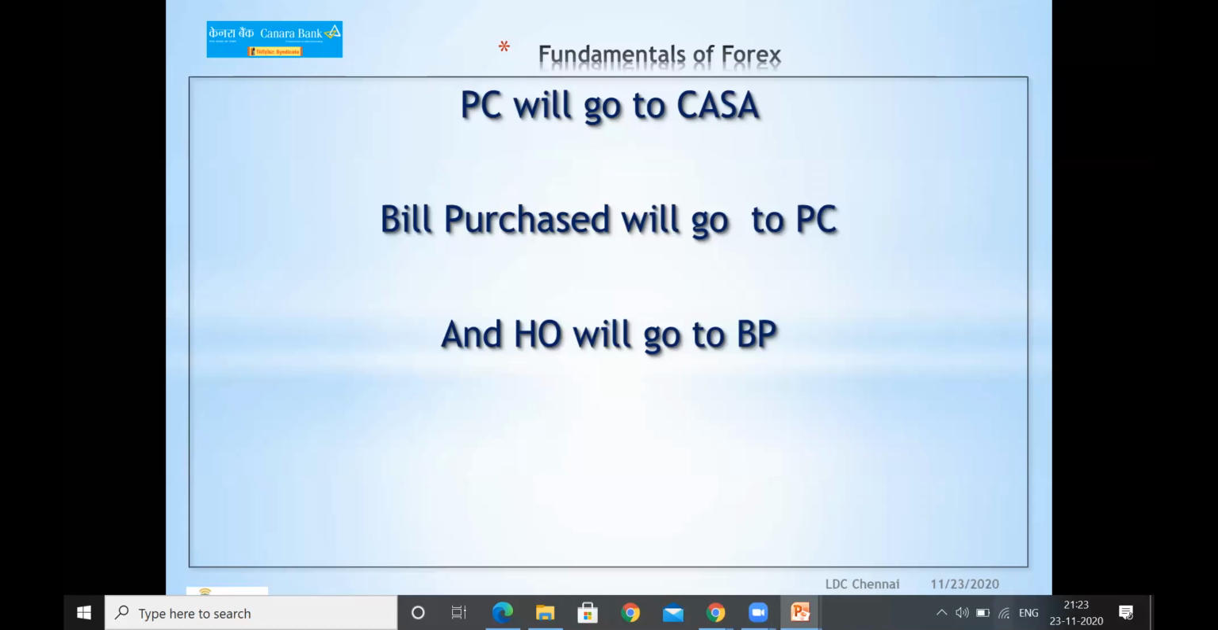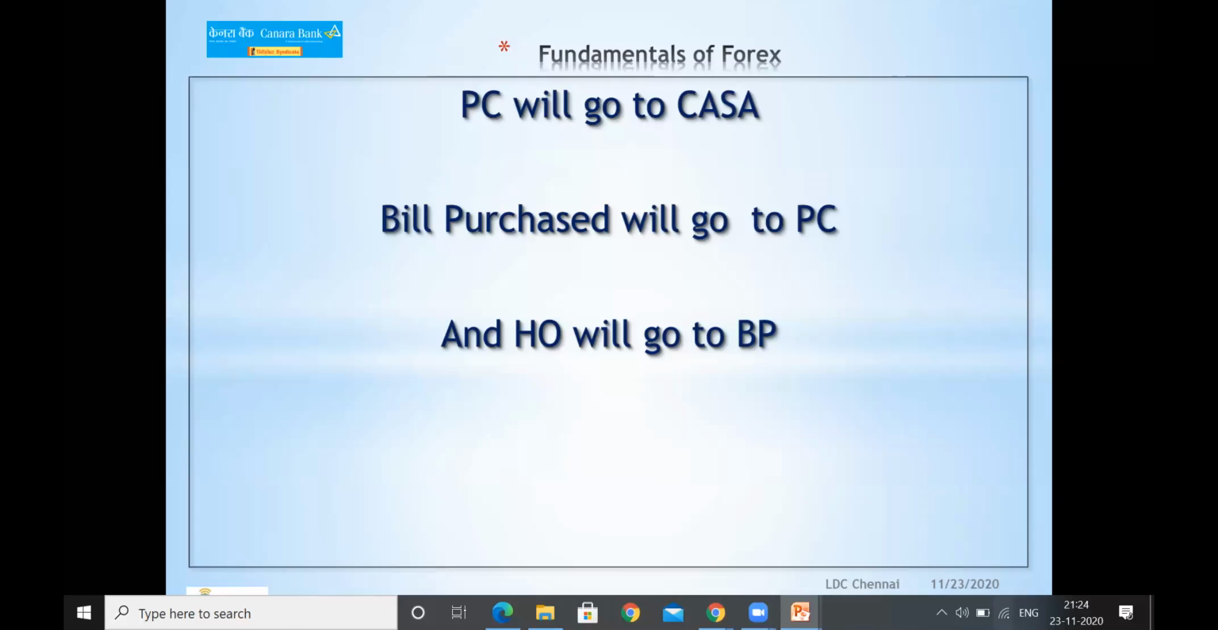This is the accounting sequence of bills. Very, very important. PC will go to CASA. Then bills purchased will go to PC. Then how is the bill closed? By debiting the HO account, the bill is closed. ID Mumbai will issue the IBA. So this is the accounting sequence of bills. Suppose on the due date the bill is not paid within the 15th day, we call it dealing of the bill. That means we'll do the reverse. That we can't cover now; in a later session, I or somebody else will cover it. This is the accounting sequence of PC.